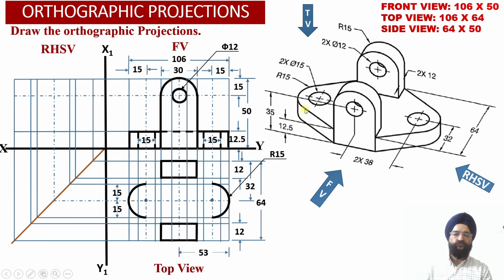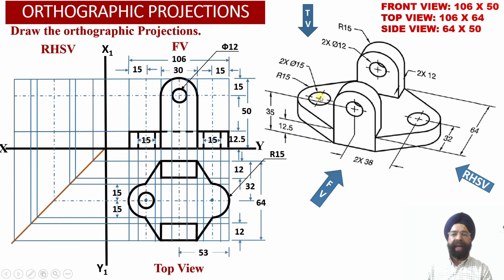So now we can join these inclined portions: from this point to this extreme point, from this point to this extreme point, another inclined portion we can obtain. From this point to this point, another inclined portion we can obtain. From this point to this point, the fourth inclined surface we can obtain. So all the four inclined surfaces we have been able to obtain into the top view projections.